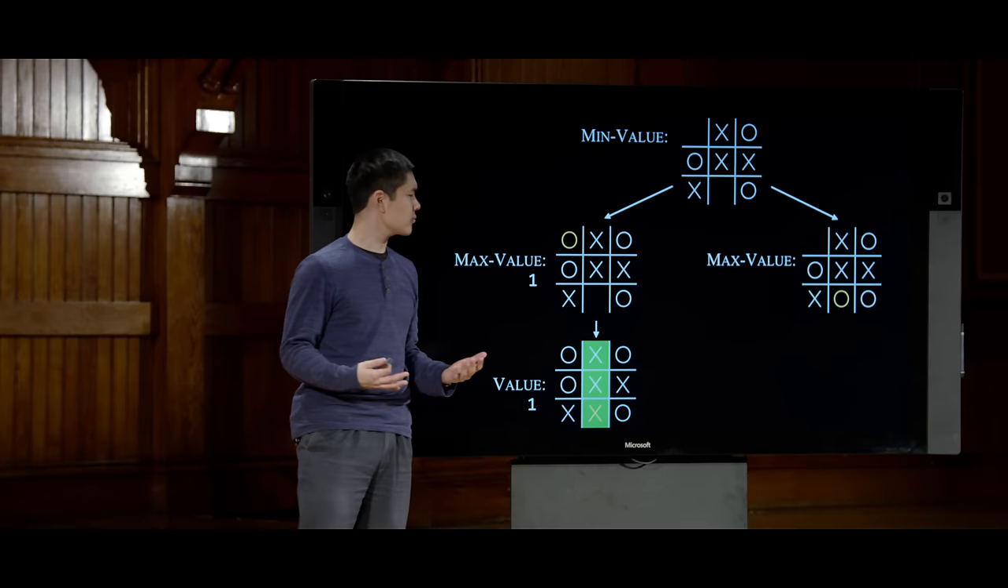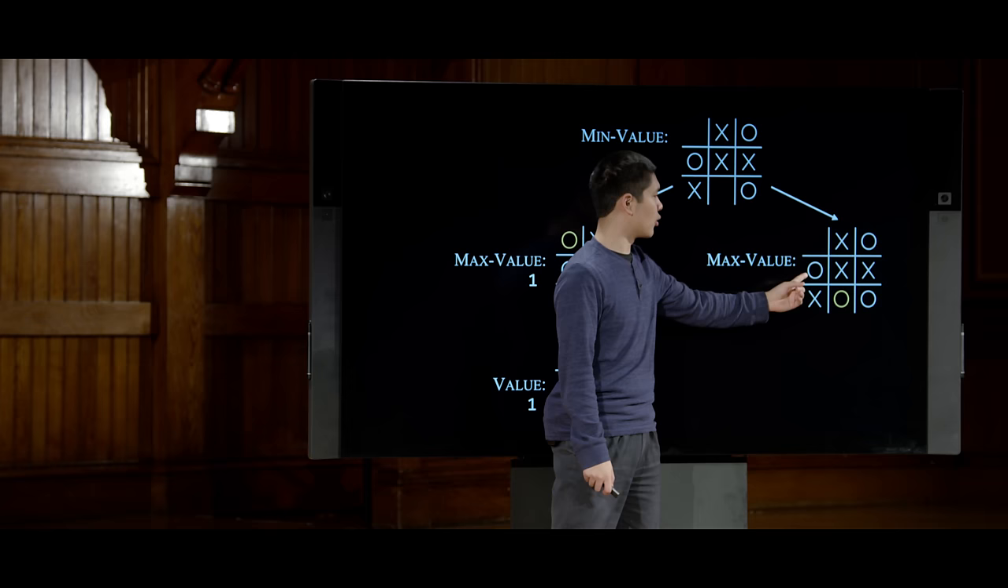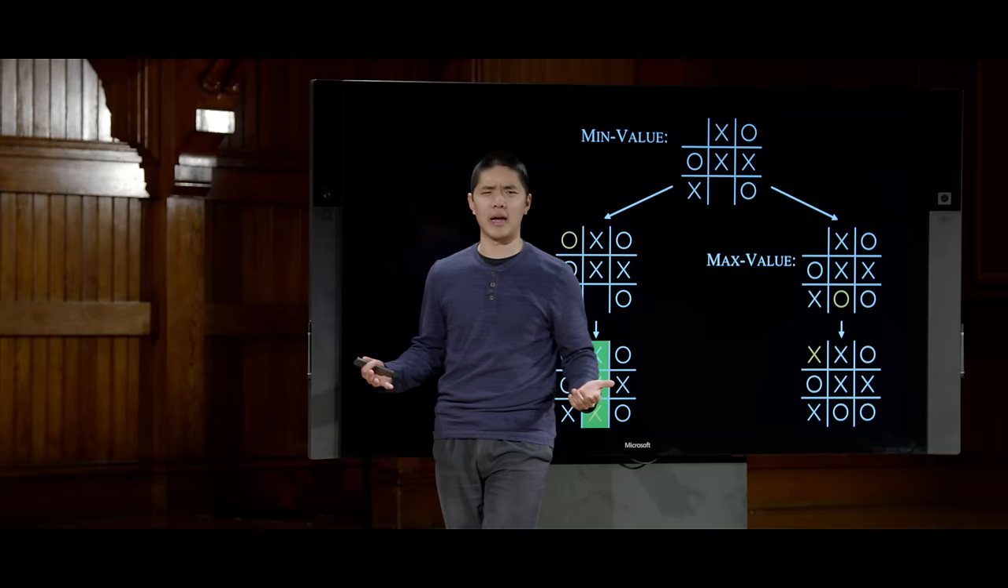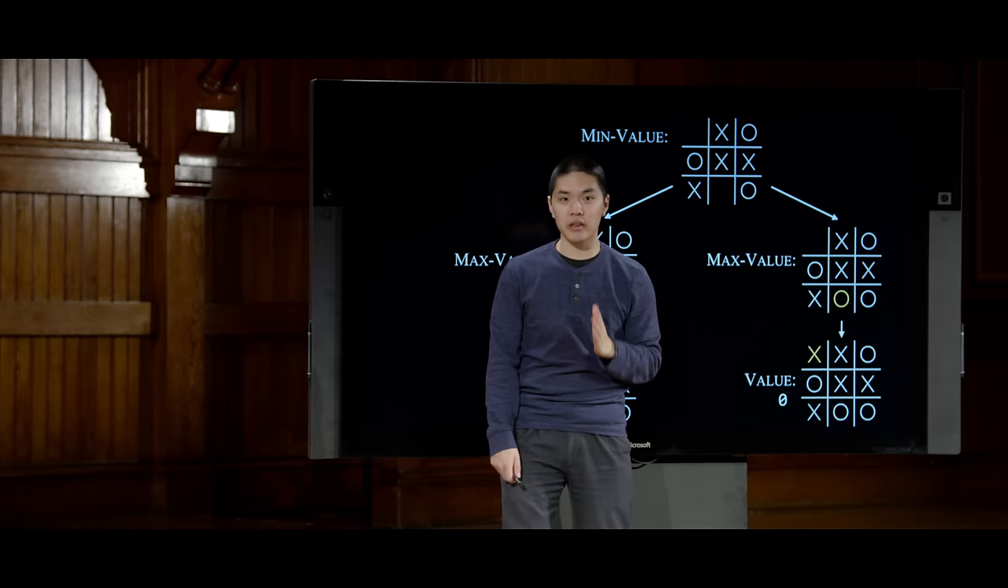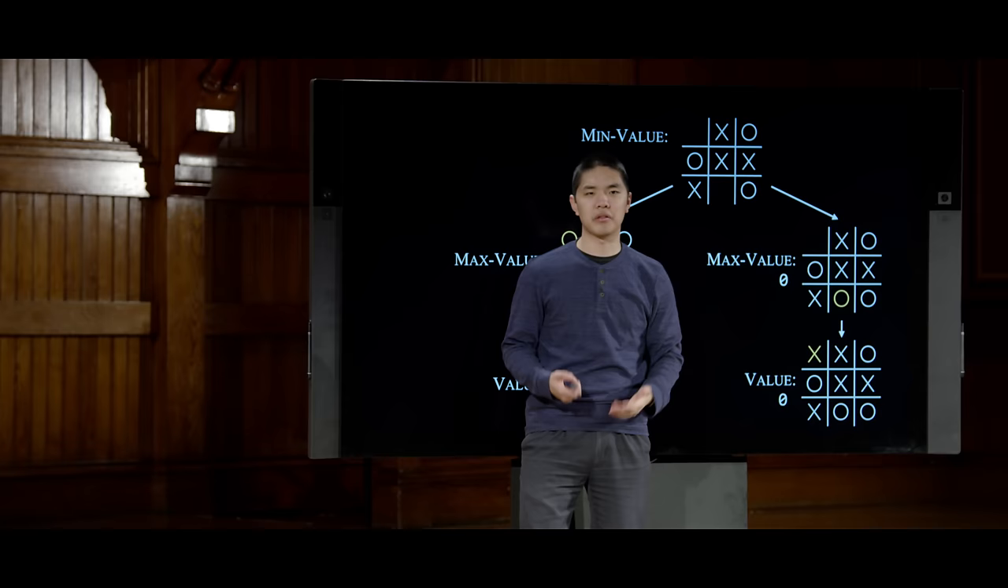Now we consider this one over here. What's going to happen now? Well, X needs to make a move. The only move X can make is in the upper left, so X will go there. And in this game, no one wins the game. Nobody has 3 in a row. So the value of that game board is 0. Nobody's won. And so again, by the same logic, if from this board position, the only place we can get to is a board where the value is 0, then this state must also have a value of 0.